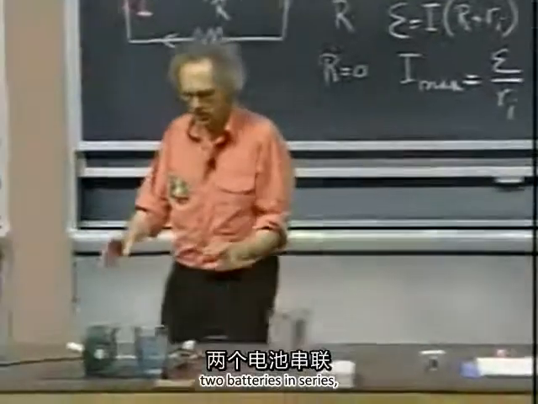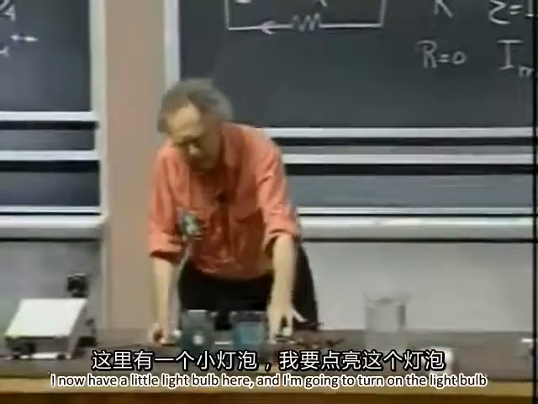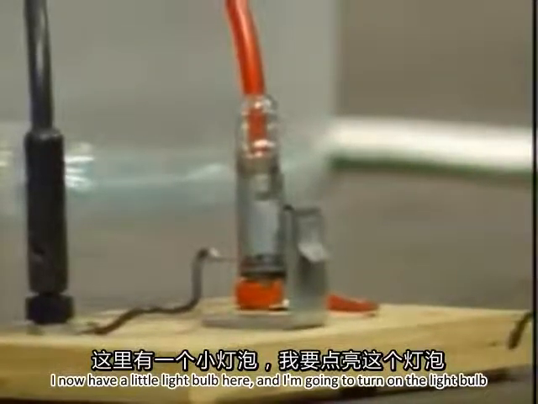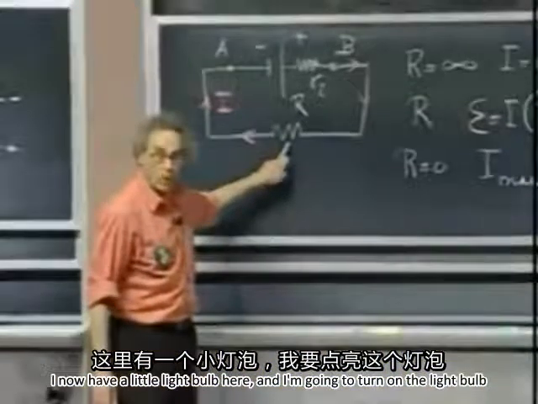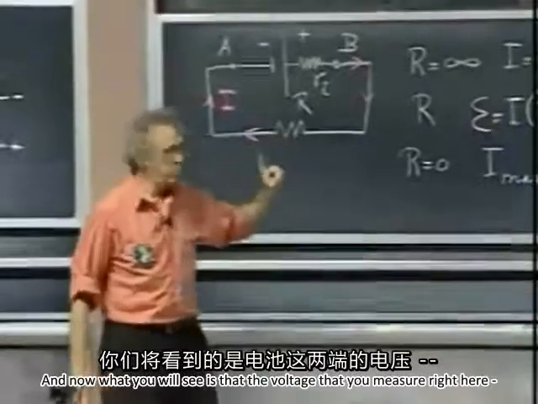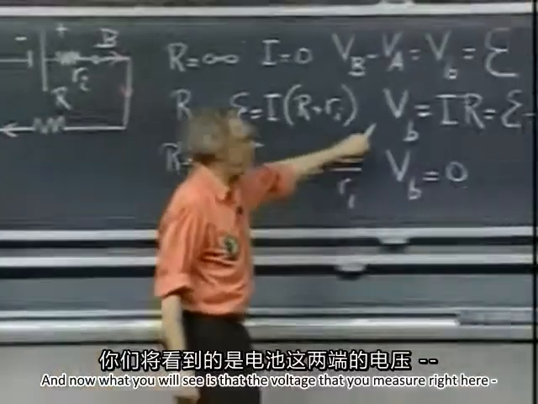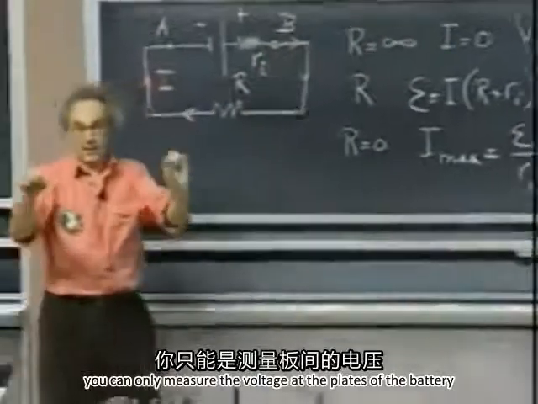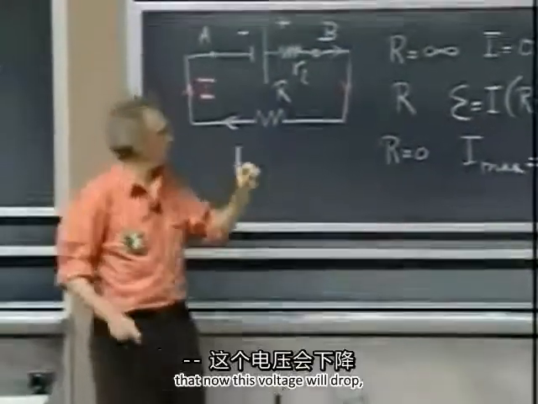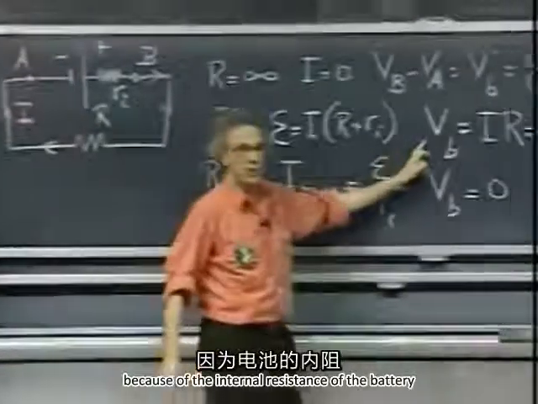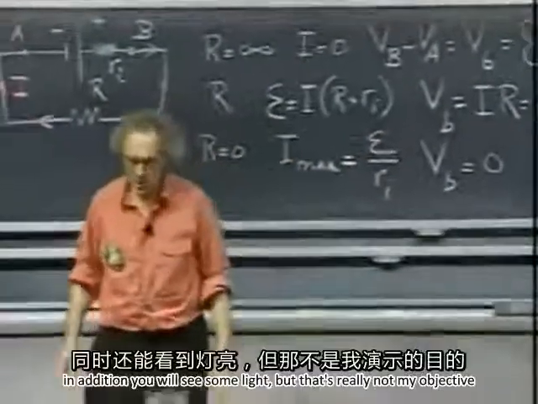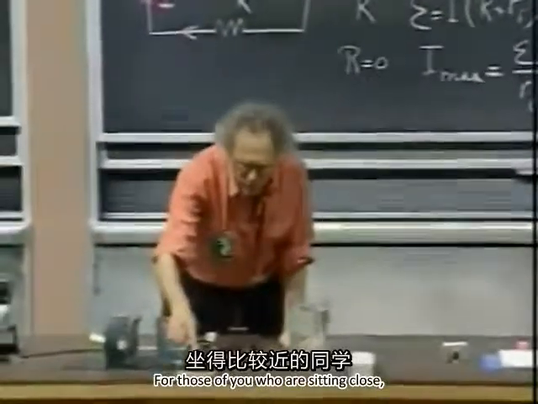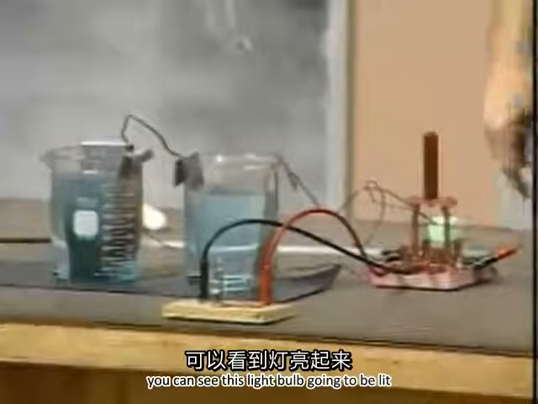2 batteries in series. I now have a little light bulb here, and I'm going to turn on the light bulb. And now what you will see is that the voltage that you measure right here, that's all you can do. You can only measure the voltage at the plates of the battery. Now this voltage will drop because of the internal resistance of the battery. In addition, you will see some light, but that's really not my objective. For those of you who are sitting close, you can see this light bulb is going to be lit.